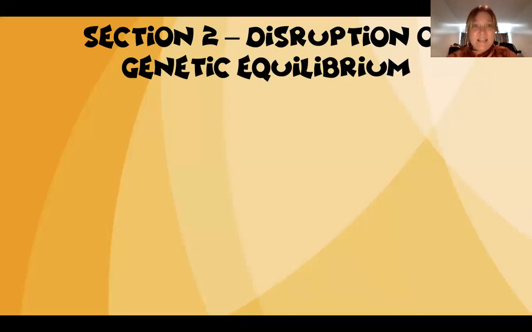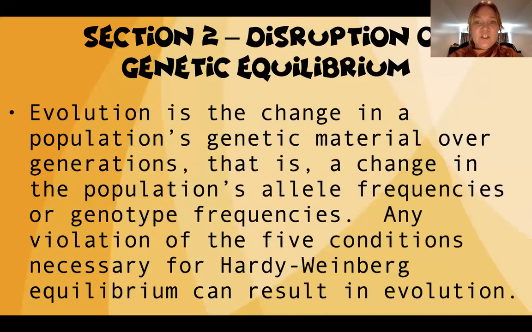This is chapter 16, section 2, disruption of genetic equilibrium. Evolution is the change in a population's genetic material over generations. That is, a change in the population's allele frequencies or genotype frequencies. Any violations of the 5 conditions necessary for Hardy-Weinberg equilibrium can result in evolution.